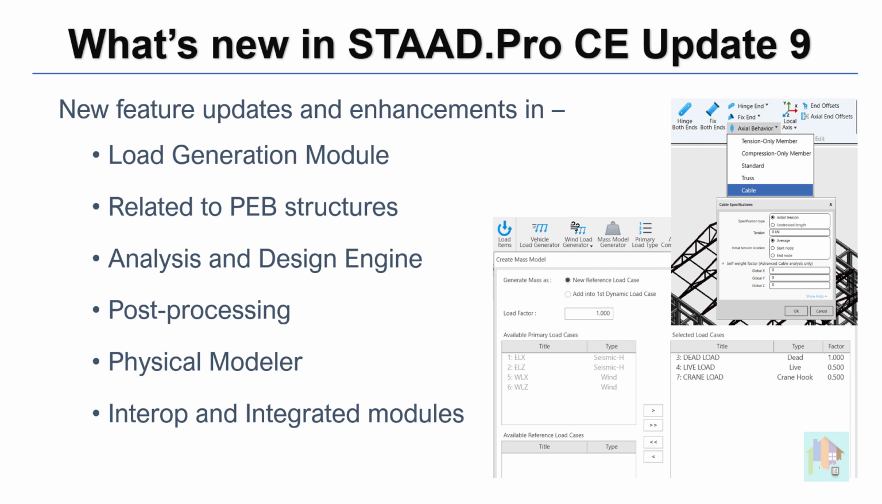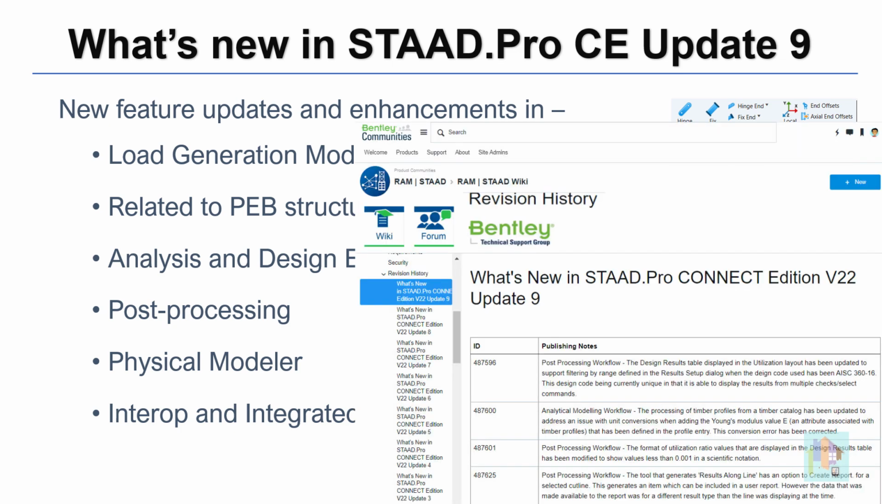In update 9, there are more than 90 updates and I have grouped all of these into different categories. I'll start with the major enhancements in the load generation module, cover the analysis, design and generic UI updates, and finally discuss the improvements in the interconnected modules like RAM Connection or RCDC mode. Only the major updates which are very important for the overall performance of the program as well as for the analysis and design results will be covered. For the rest of the updates, you can check the revision history file. Link is provided in the video description.